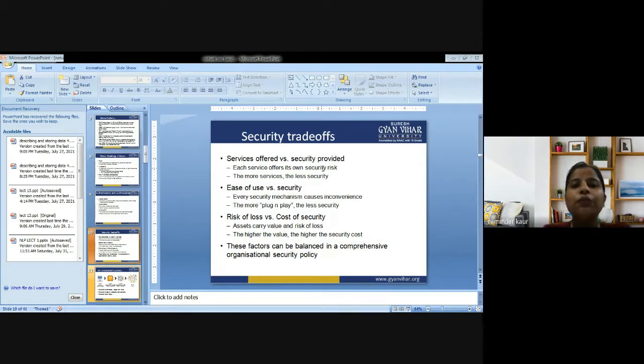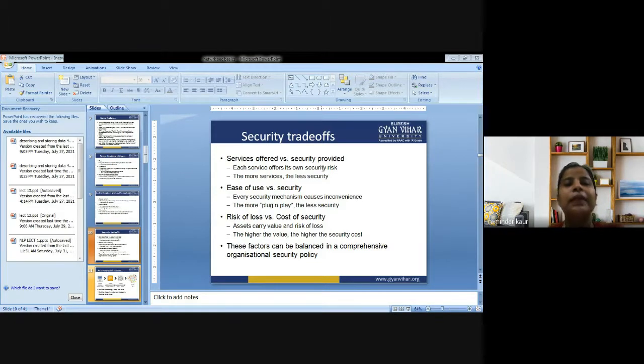Next is ease of use versus security. Every security mechanism causes inconvenience. The more plug and play, the less security. Why does plug and play pose security problems? Because whenever there is a power failure while you are working on some system, you can't do anything. In that case, if you are dealing with security measures, that is why it leads to less security.